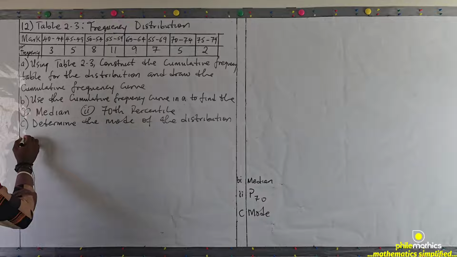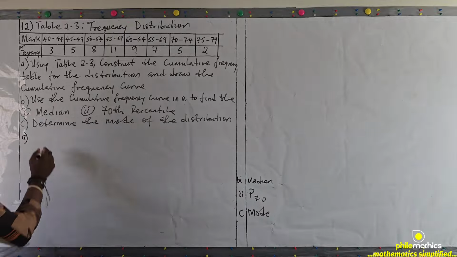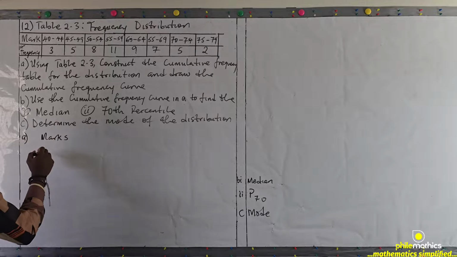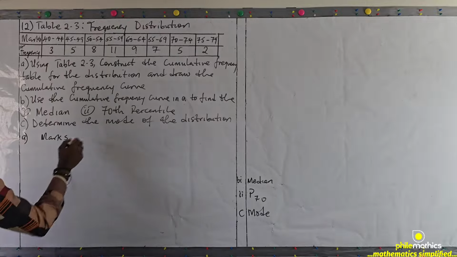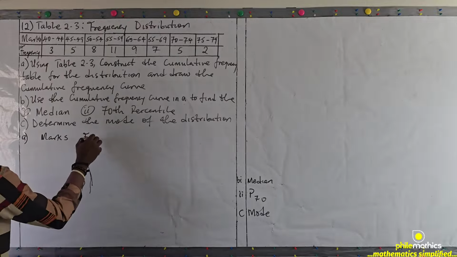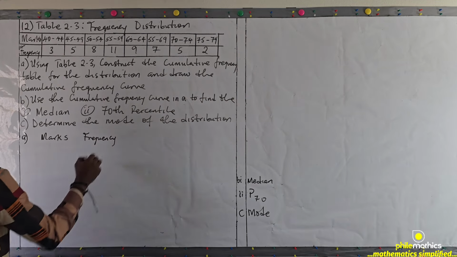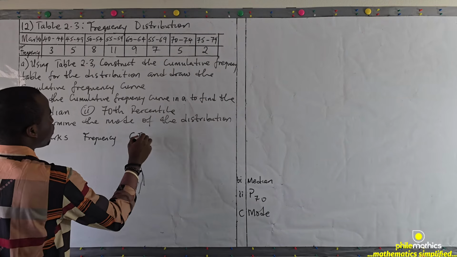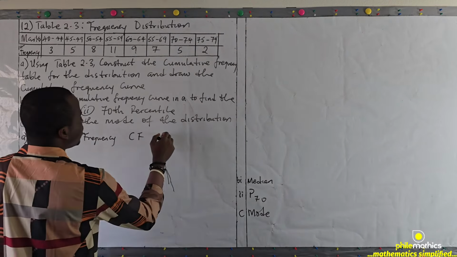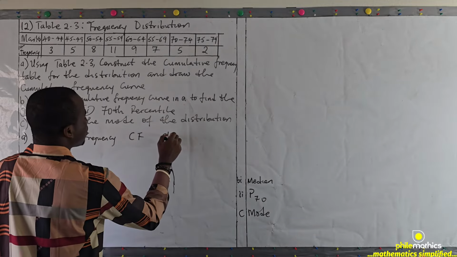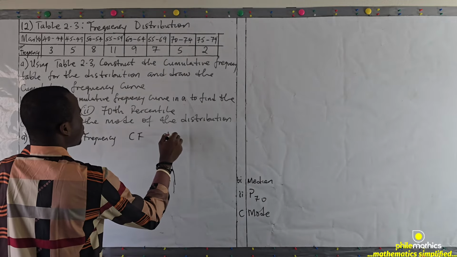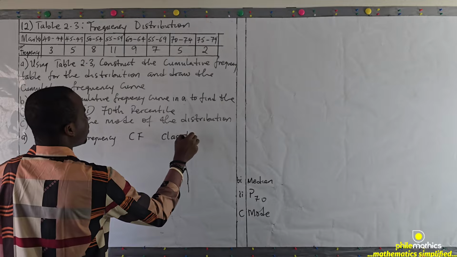So we need the max, we need the frequency, we need the cumulative frequency, CF, and then we need the class boundary.